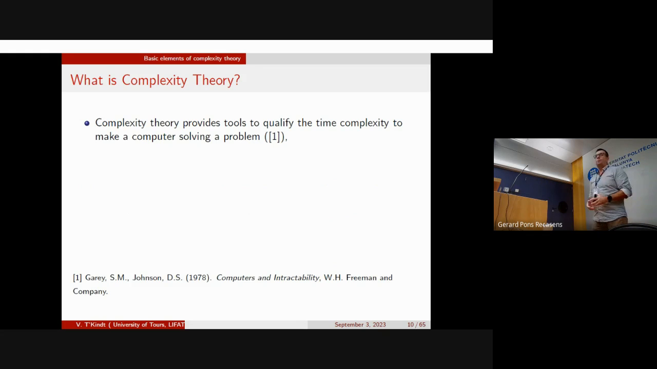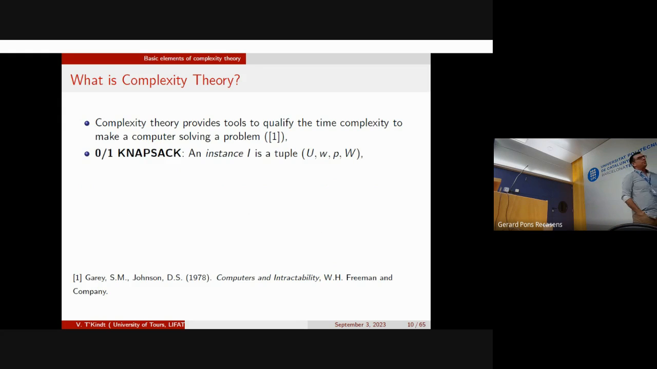Complexity theory is a research field on its own that offers tools to qualify the time complexity that a computer will spend to solve a problem. Okay? And somehow, when you work on complexity theory, when you work on optimization algorithms, you're trying to avoid doing HPC computing, as we have seen in the session. Okay? Because there is a strong link between solution time and complexity. And HPC can't be the solution to the complexity of your problem. And we'll go more into detail about that.